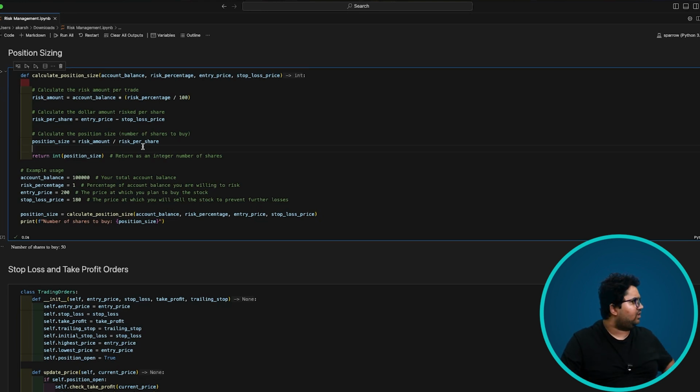Essentially, there are two functions. The first function is about calculating the position size. If you look at it, there are a couple of parameters. You define, with def, a function called calculate position size, with account balance, risk percentage, entry price, and stop loss price. You calculate the risk amount per trade, which is account balance multiplied by the percentage, and then the risk per share, which is entry price minus stop loss price. That's how much risk you're willing to take, and the position size, as we talked about, will be determined. And finally, it returns.